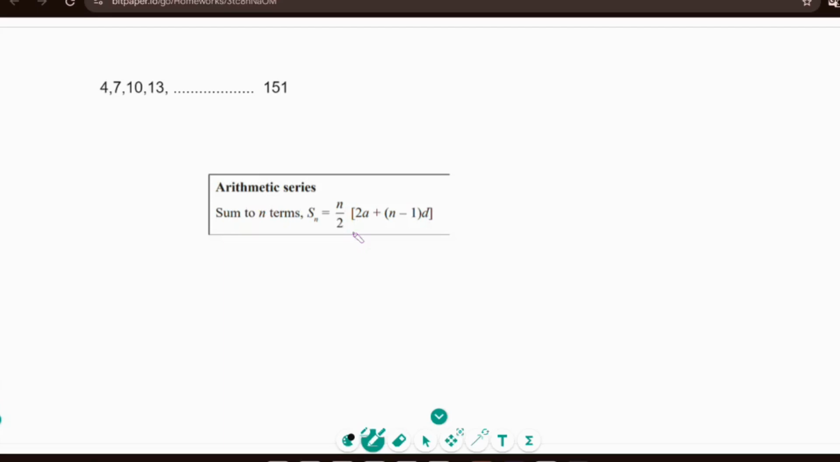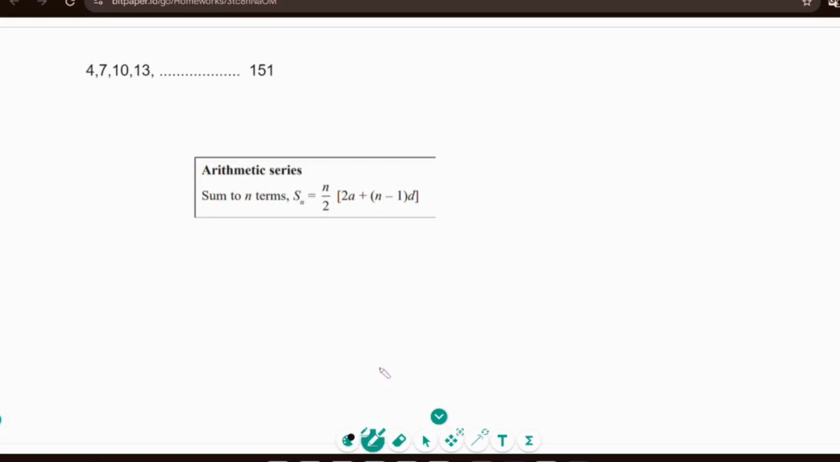This is what you'll be given in your formula book. So sum to n terms. It means the number of terms that you're adding, okay? A always represents the first term. D is the common difference.